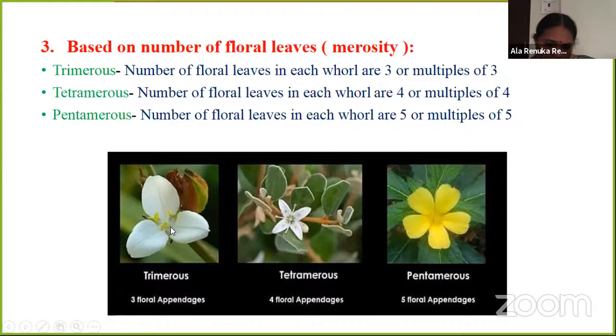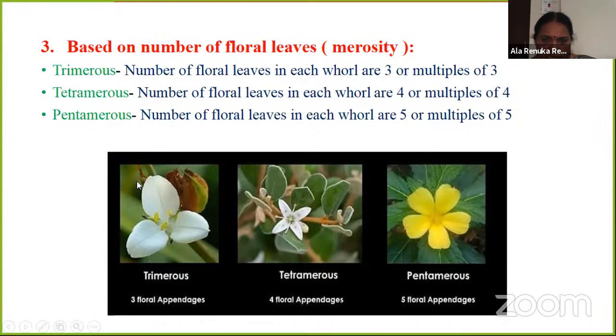We usually don't see the gynoecium as the flower blooms out. The gynoecium will usually be located inside the flower, so we see it only when we open the flower; we usually cannot see the gynoecium outside. So if the floral leaves are three or multiples of three, the condition of the flower is described as trimerous.